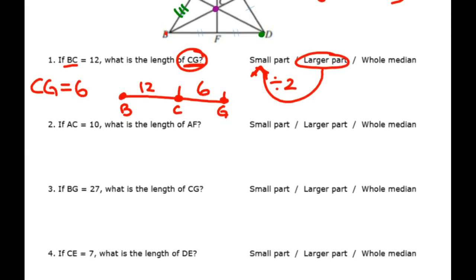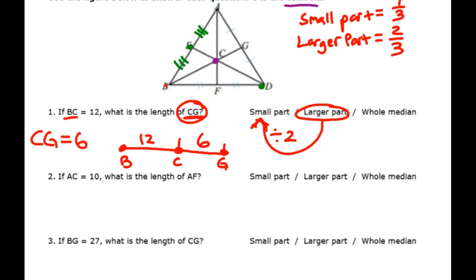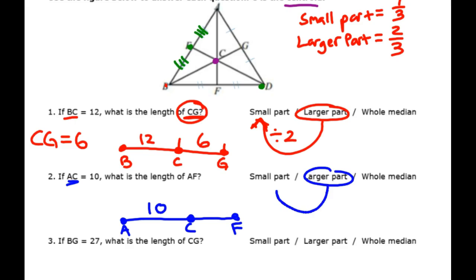What about number 2? Okay, so on number 2, if AC equals 10, what is the length of AF? So, again, I'm thinking of my median. So AC is the larger part, CF is the smaller part, and I'm given AC. Now, is that the small part, the large part, or the whole median? Well, just like last time, AC is the larger part. So if I know that AC is 10, remind me from the last problem, from number 1, how do I get the smaller part? Dividing by 2, right? So, what is 10 divided by 2?